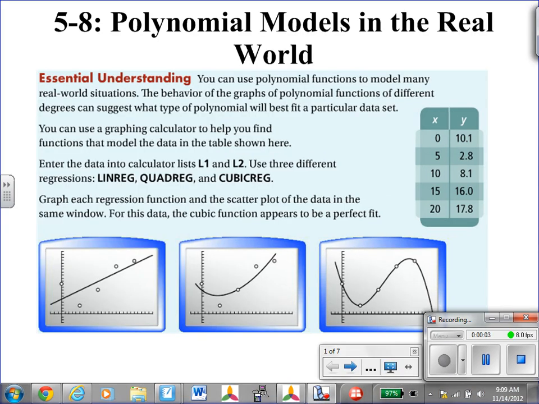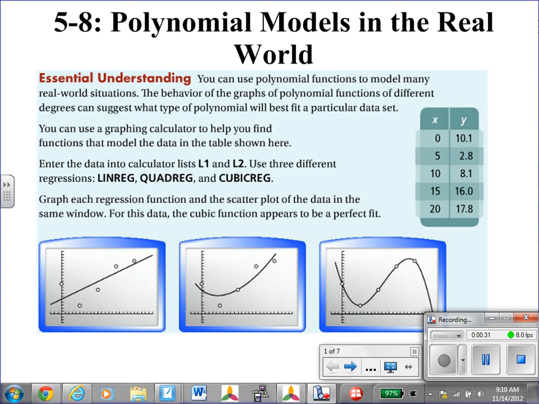Okay, we're going to work on polynomial models in the real world, which means we're mostly going to be working with word problems. Yay! That's better. All right, and so here's where we're going to start. There's not very much that you have to know differently than what we've done in the past. You just have to know a couple things about your calculator.